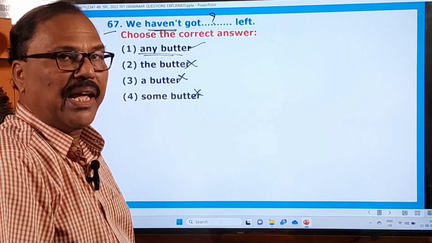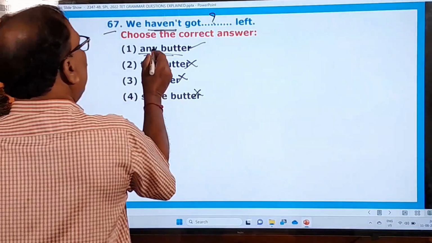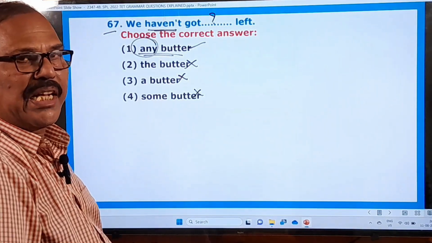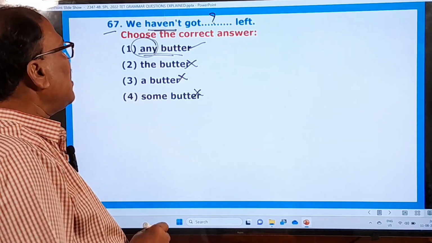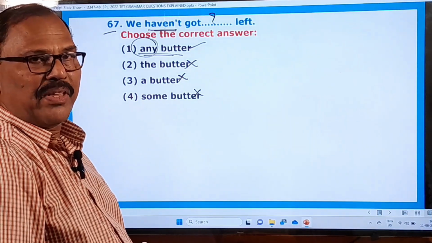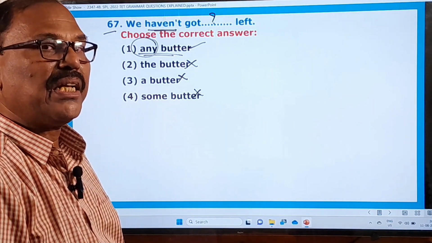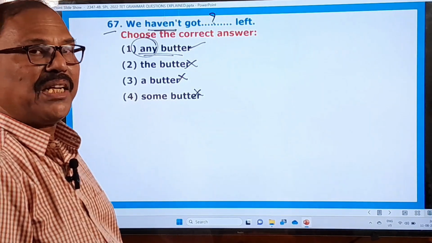We haven't got any butter left, because any is used with interrogative sentences and negative sentences also. Is there any sugar in the tin? That is an interrogative sentence.